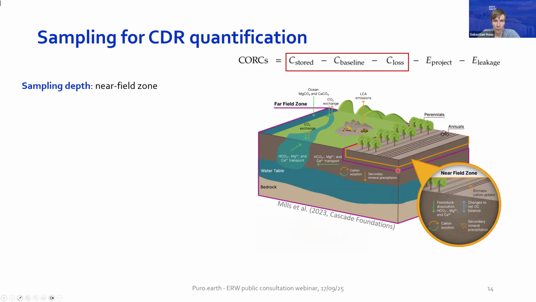And so I haven't talked about the far field zone yet. Far field zone is then everything below and downstream of the near field zone, and that's where the weathering reaction products would go, and so that would include the deeper soil layers, groundwater, rivers, and the ocean.